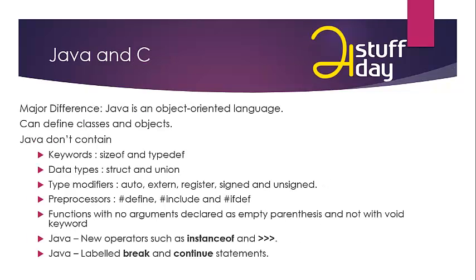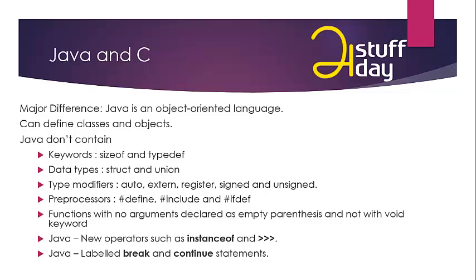Next, what are all the differences between C and Java? The major difference is Java is an object-oriented programming language and it can define classes and objects. Java doesn't contain keywords such as sizeof and typedef that are used in C language. Data types such as struct and union, type modifiers such as auto, extern, register, signed and unsigned are not used in Java. Preprocessors such as #define, #include and #ifdef are not used.